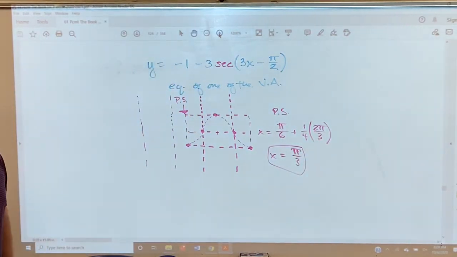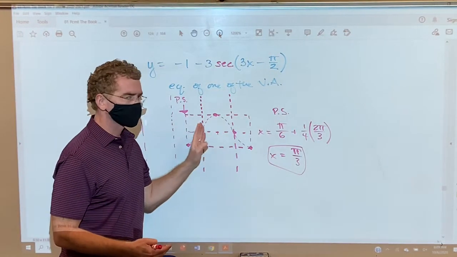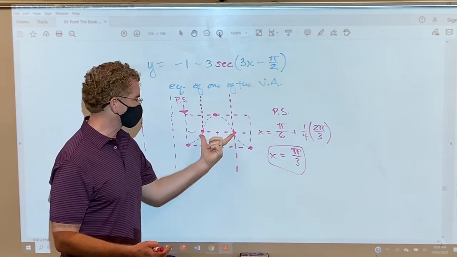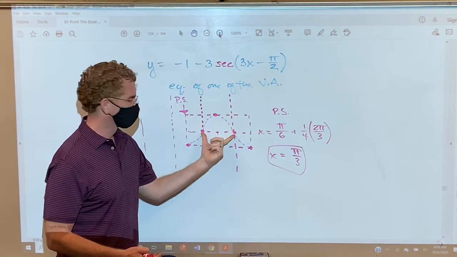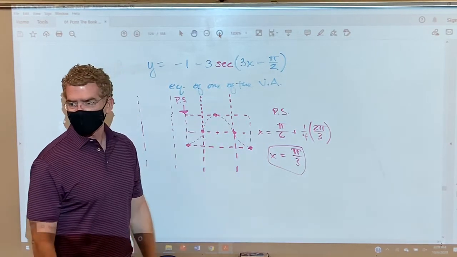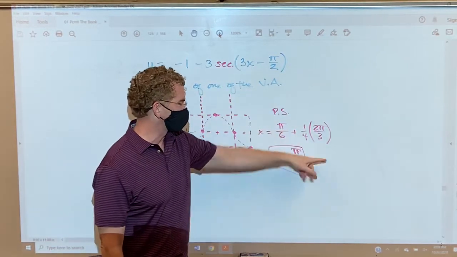Not too bad. And if I asked you for another one, how far apart are these asymptotes? That represents half the what? Half the whole period. So if I wanted any other ones, I could just add half a period, so it would be half of the 2 pi over 3 from there on out.